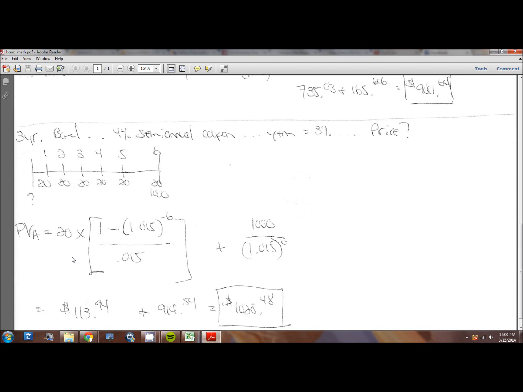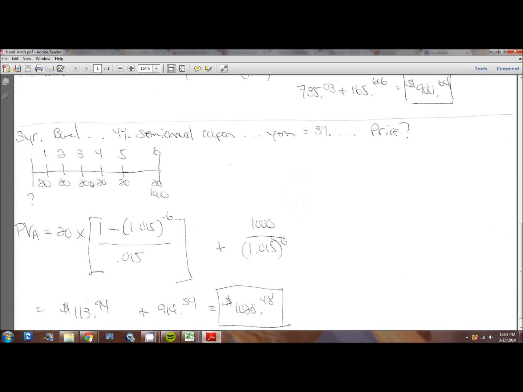The only thing I wanted to mention about this is, since your coupons are paid semi-annually, your I and your N have to be input semi-annually. Otherwise, you're not treating the problem the way it should be treated. And so if you have 3% yield to maturity every year, that's going to be 1.5% every 6 months. So you have 1 plus I is 1.015. And then your N here has to be 6. Even though it's 3 years, it is 6 semi-annual periods.